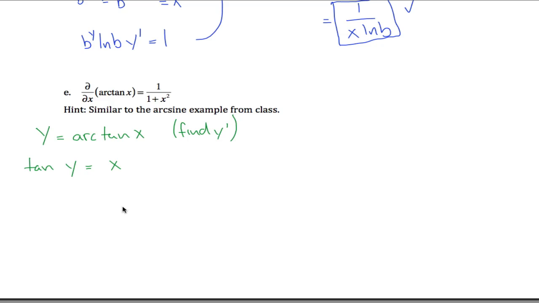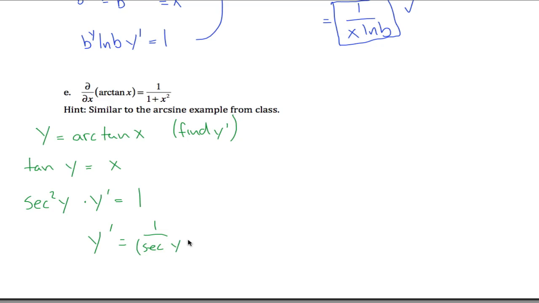That gets us here. And now we can take the derivative of both sides because we know the derivative of tangent of x is secant squared of x. So the derivative of tangent y is secant squared of y times y prime. And that's equal to 1 because we took the derivative of both sides of the equation here. On the left-hand side was a chain rule, inside function was y. So we can solve and get y prime is 1 over secant squared of y.